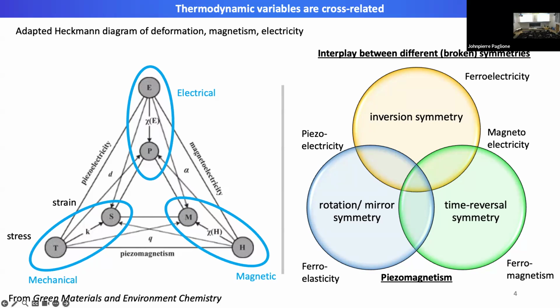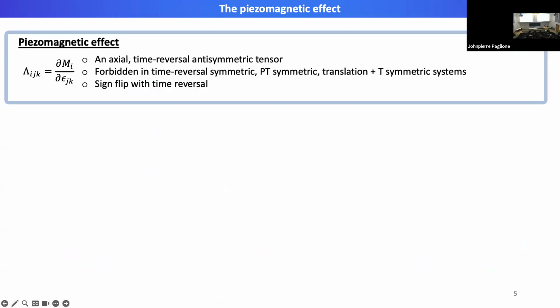So, anyways, the takeaway here is that piezomagnetism is a sort of crosstalk between mechanical and magnetic properties of your material, and it's closely related to the time reversal symmetry and rotation and mirror and other crystalline symmetries of the system. Okay, so now I want to formally define what I mean by the piezomagnetic effect.